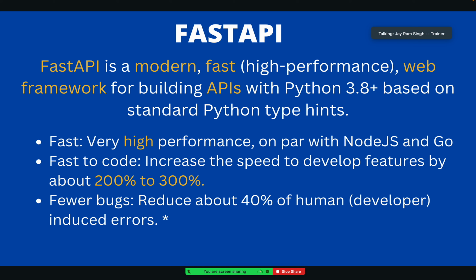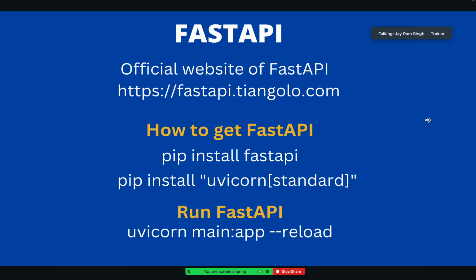So Python also offers a very fast framework if you are looking to write API applications, and that is FastAPI. It's very new, and they are even claiming that it is 200 to 300 times faster, and you can code fast using FastAPI. Very high performance, and human errors can be reduced by about 40%. So this is FastAPI, and it works with Python 3.8 plus versions, right? And the official website of FastAPI is fastapi.tiangolo.com.